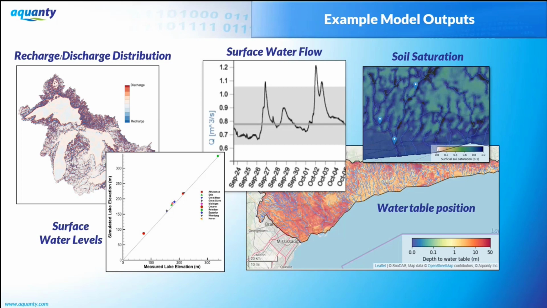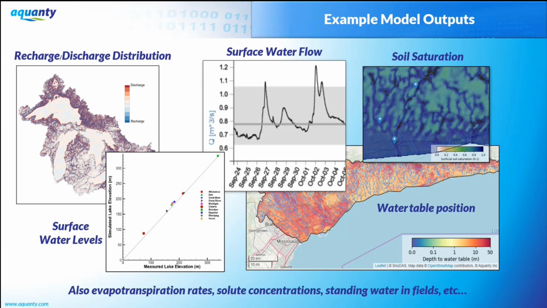So these are all outputs that can be put out from the model at every time step, or chosen time steps, or chosen locations. Other things that are output include evapotranspiration rates. If you're doing solute transport, you get concentrations. Standing water, for example, in fields. The way HydroGeoSphere is constructed, if you have a lowland area, perhaps in a farmer's field, that's not directly connected to a stream, water can still pond up at that location. Next slide.